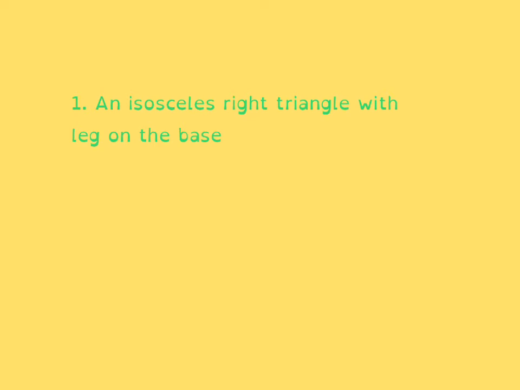So there's three main triangles the AP is going to focus on, and our goal is to kind of just get the kinks out of all the wording on them. So the first one, and get it down exactly, is an isosceles right triangle with the leg on the base. So I want you to underline a few things here. Isosceles, right, leg on the base. All right, and those are the three things we have to tackle.